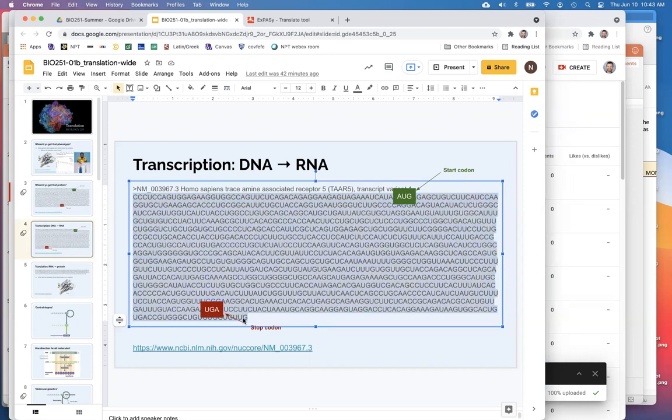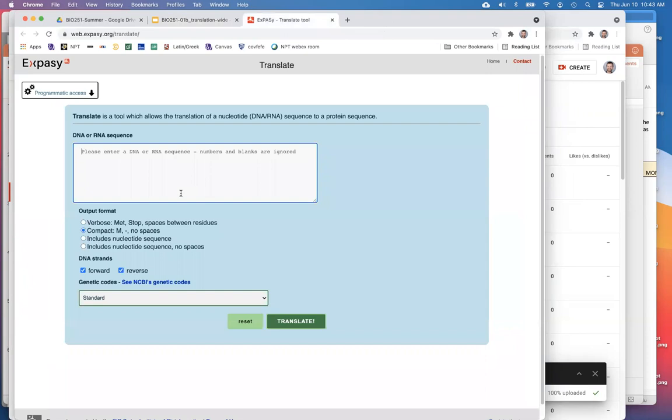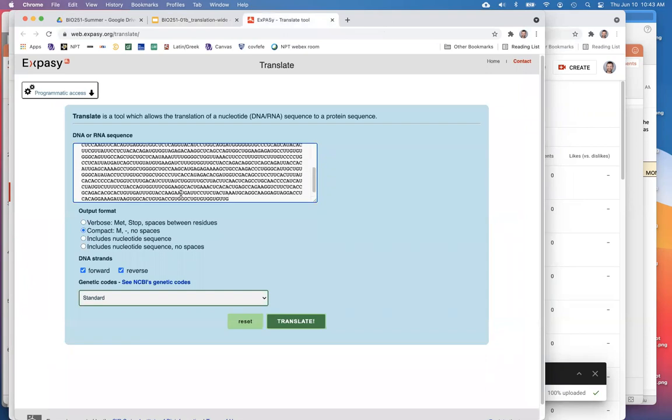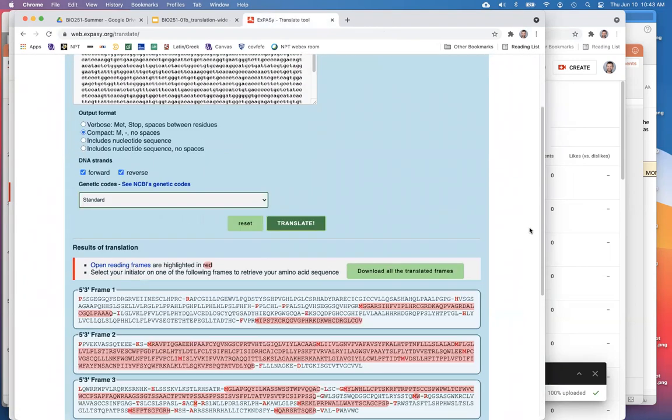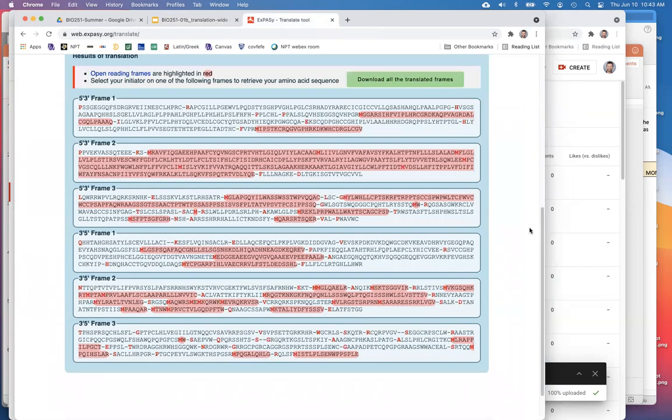So I'm going to copy that and swing over to here. This is an automated translation software that's available online. And we're going to go translate. And it gives us an output that's covering all possible situations. So there are 3 possible reading frames. We'll talk about those. And there are 2 directions, right? The DNA molecule runs in 2 directions at the same time. We'll talk about that in the DNA lecture.